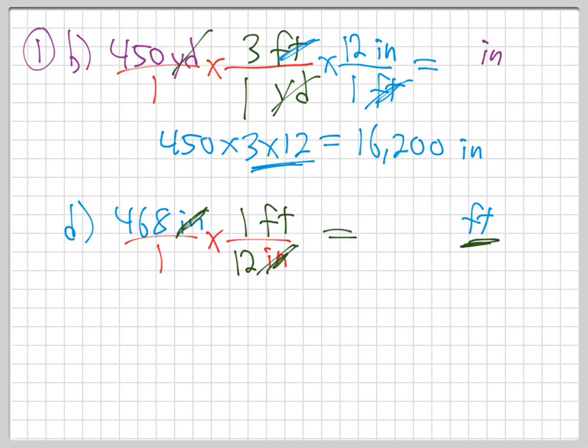So, okay, what am I going to do on my calculator then? Am I going to multiply or divide? Divide because the 12's on the bottom. Makes sense? So just divide. And what'd you guys say, 39, did I hear? 39 feet. Makes sense? So you don't need to think hard about multiply, divide.